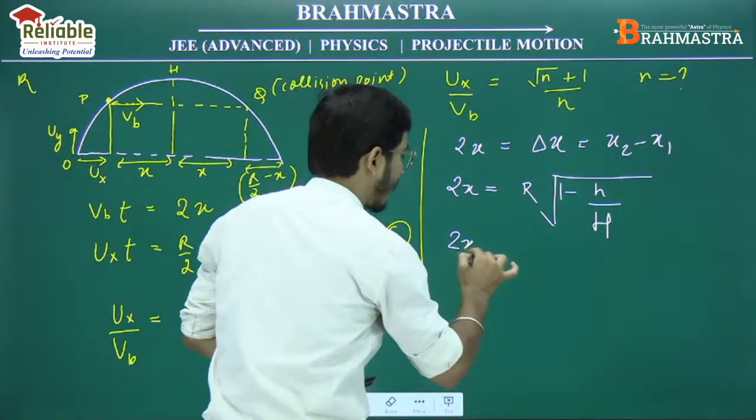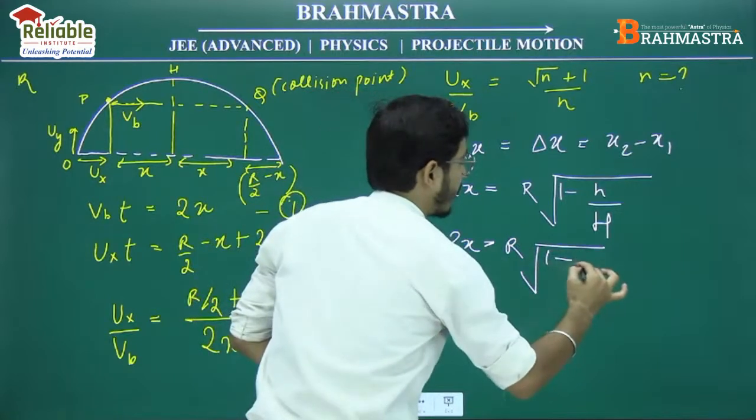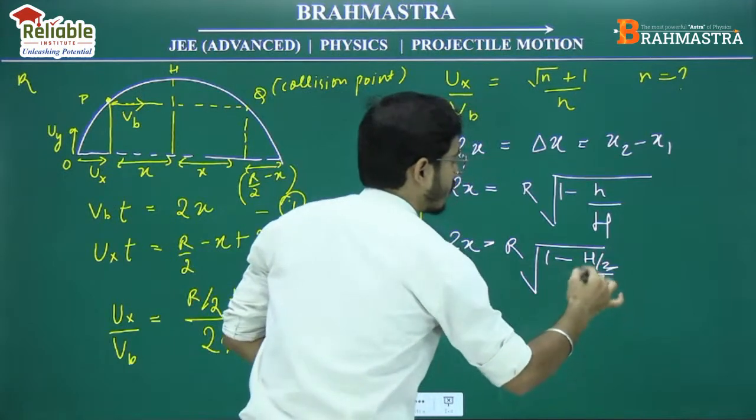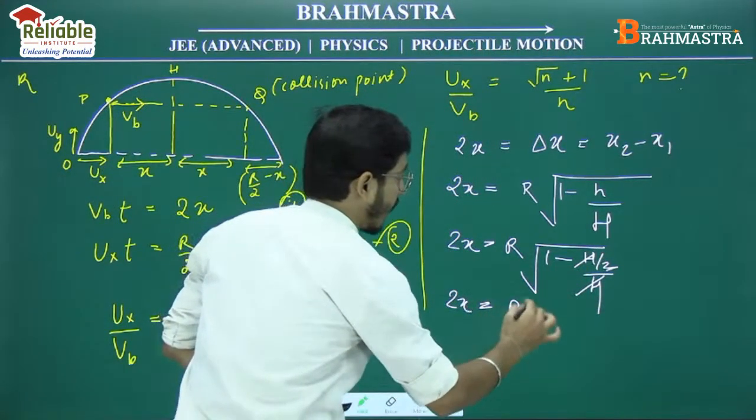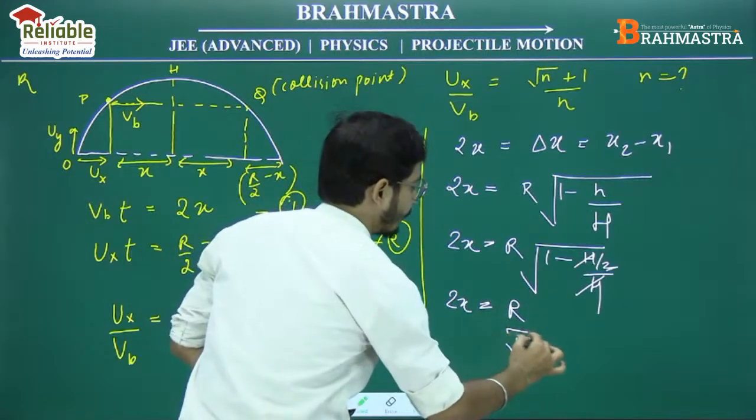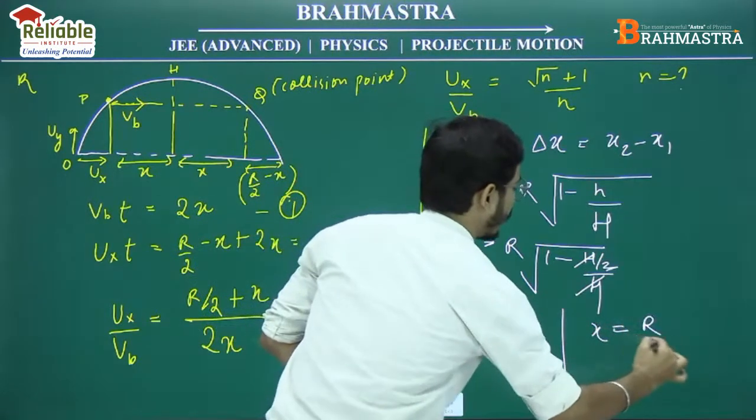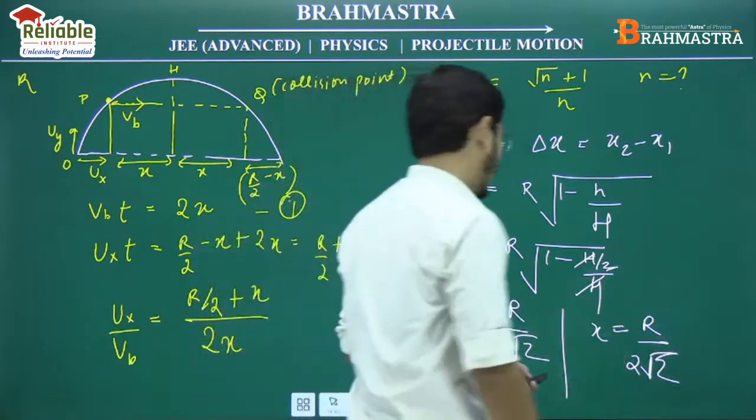So the 2x value will come out as r under root 1 minus capital H over 2 divided by H. So you will cancel out. So the value of 2x comes out as r into root 2. So the value of x will come out as r over 2 root 2. So this is the value of x.